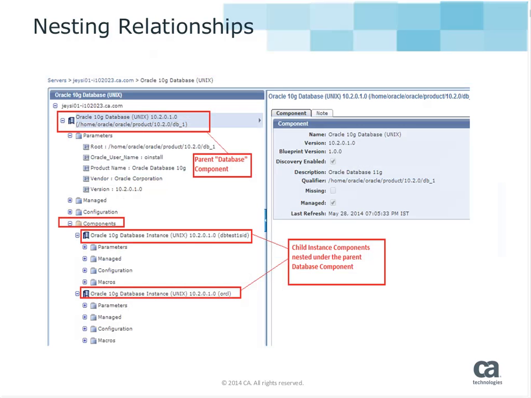So I'm now looking down from here, from the servers. I'm looking for my database. I'm looking at the Oracle 10G database. I see my components. I see the 10G instance here. I also see the other instance down here below.